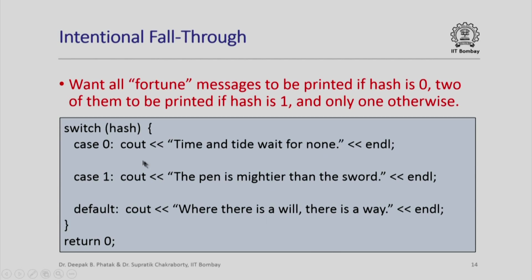would get printed, but then if I just remove these 2 break statements, we have just seen that if the value of hash is 0 it will print all 3 because of fall through, if the value of hash is 1 it will print these 2 because of fall through, and otherwise it will print this as the default statement.